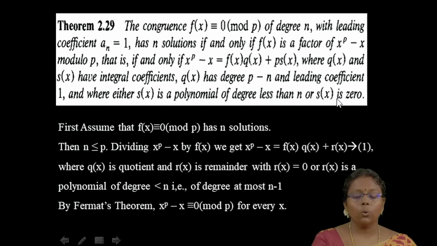So first we are going to assume that f(x) ≡ 0 mod p has n solutions. Then this n must be less than or equal to p. So dividing x^p − x by f(x), we get x^p − x = f(x)·q(x) + r(x), where q(x) is the quotient and r(x) is the remainder, and the remainder either will be 0 or is a polynomial of degree less than n, that is at most degree n − 1.